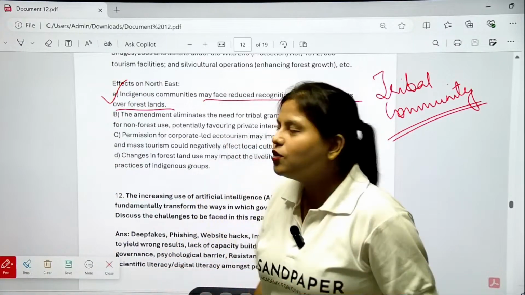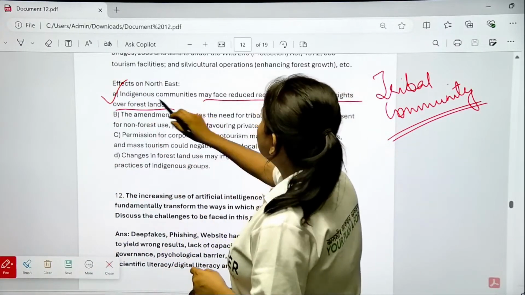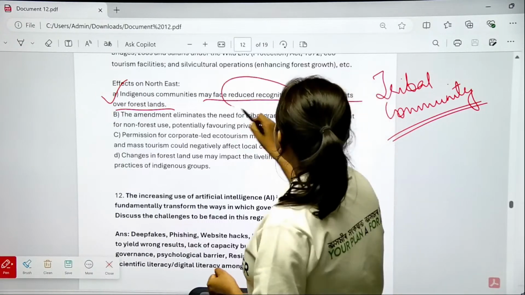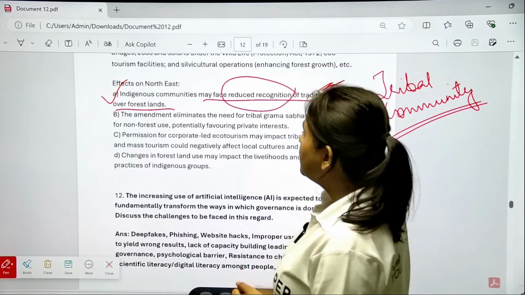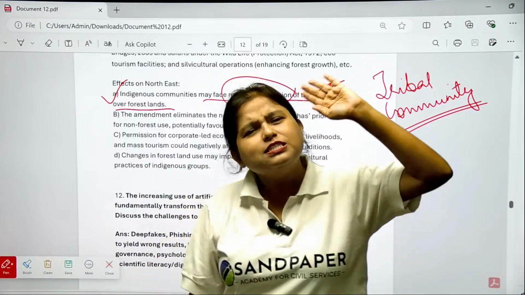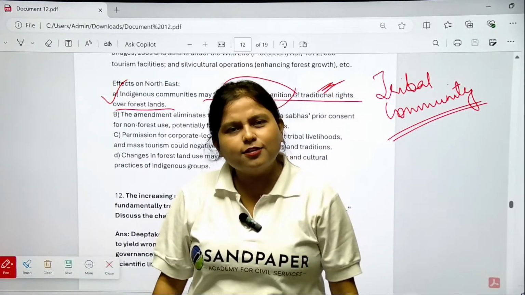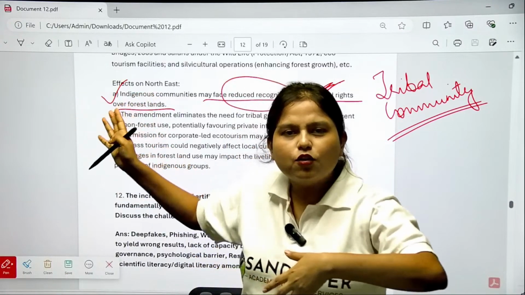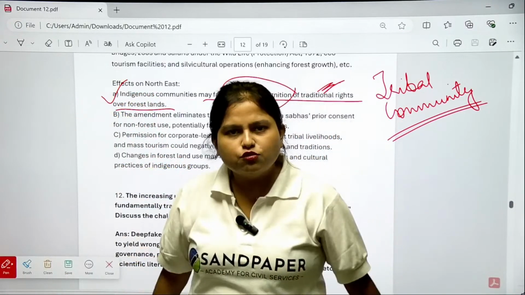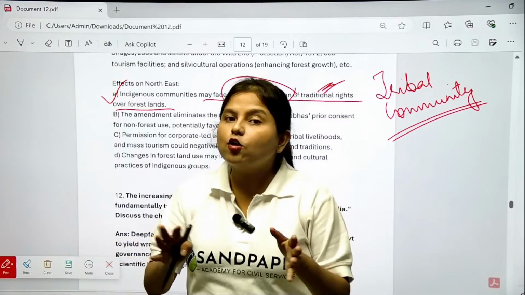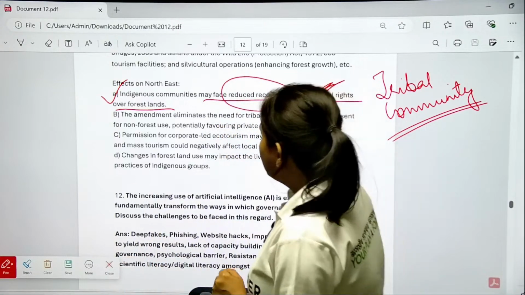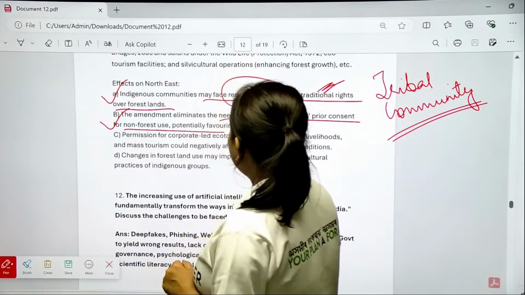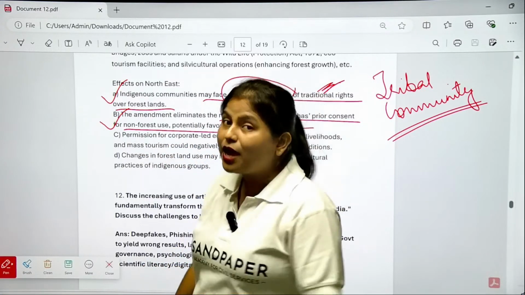Now what is going to happen? Their indigenous community, the tribal community may face reduced recognition of traditional rights. Traditional rights mean for centuries they are enjoying the rights under the forest act already, they have been given rights, they can use minor forest produce and all that. So there can be a bad effect. The amendment eliminates the need for tribal gram sabha prior consent for non forest use, potentially favoring private interest.